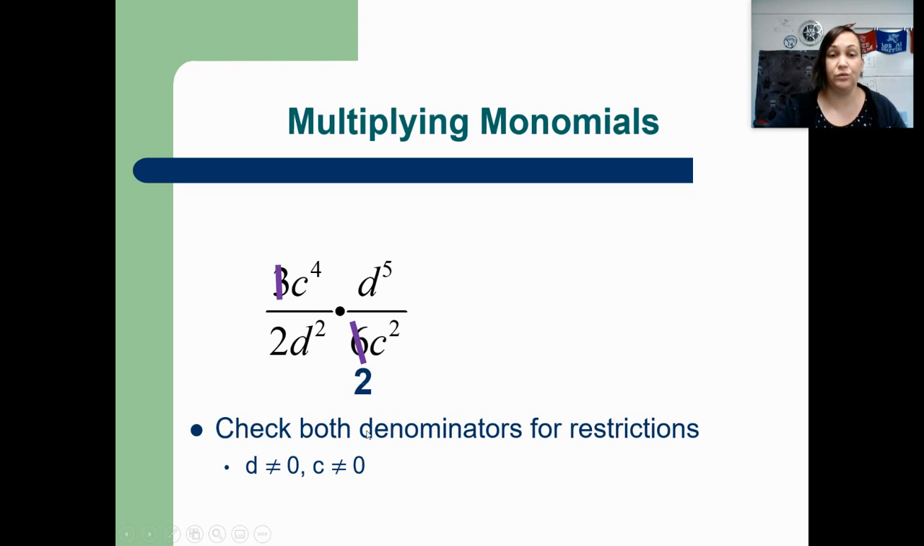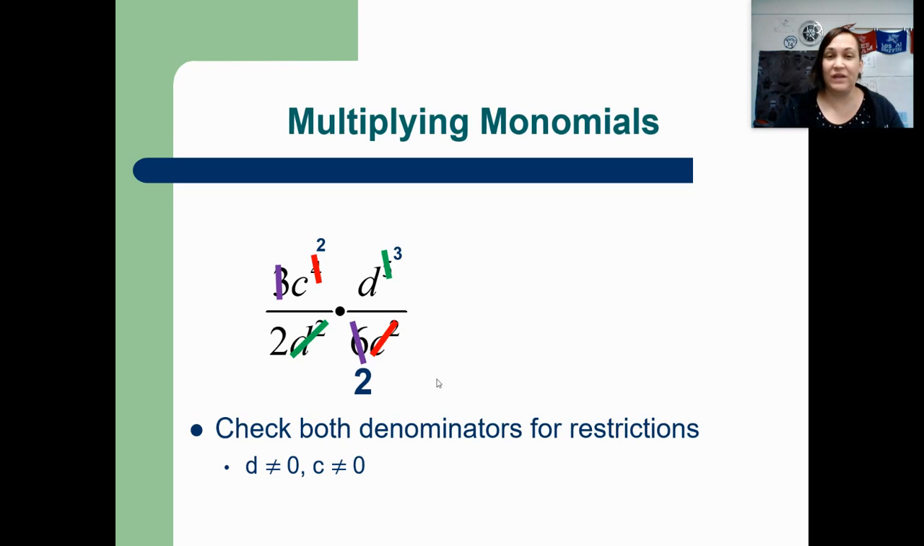6 divided by 3 is 2. I can simplify my C's. I had 4 C's on top and 2 C's on the bottom. So these 2 C's will cancel out 2 of these C's, leaving me with 2 on top. And I can cancel my D's. So I had 5 D's on top and 2 on the bottom. These 2 D's will cancel out 2 of the top D's, leaving me with 3 on top.